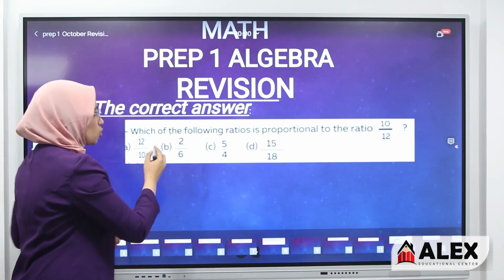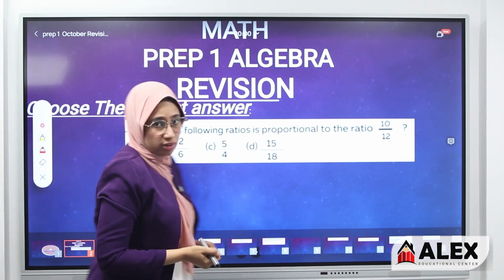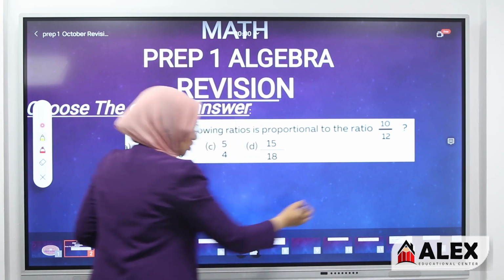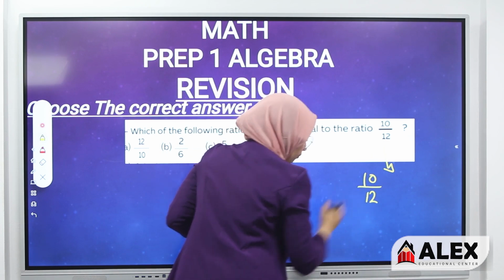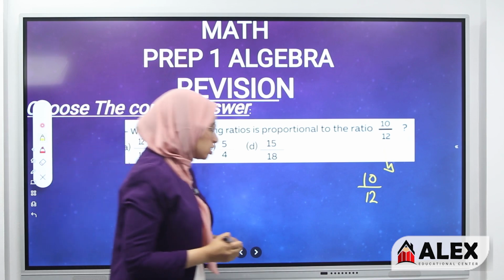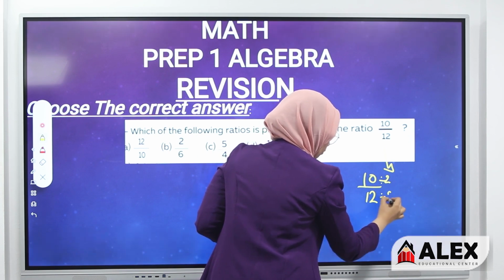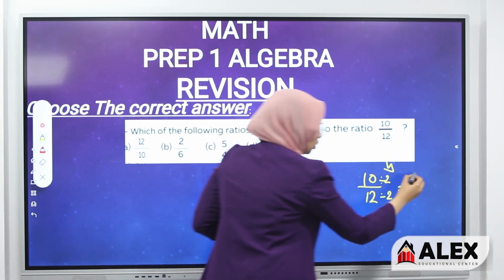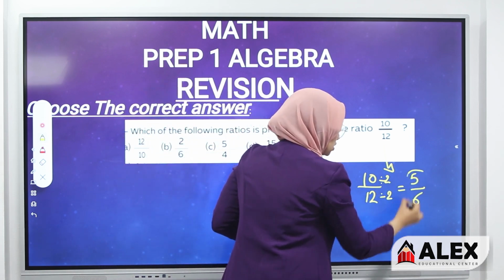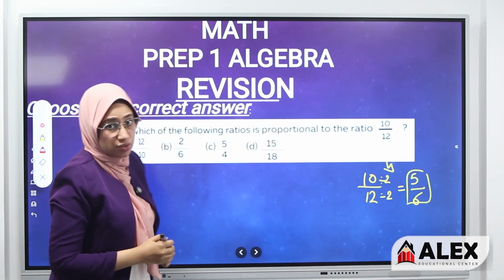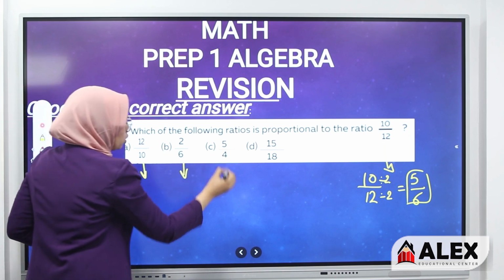Question number 1. Which one of the following ratios is proportional to the ratio 10/12? The first step here, we put 10/12 in the simplest form. 10/12, that's in the times table of 2. We divide it by 2. 10 divided by 2 equals 5, and 12 divided by 2 equals 6. This is the simplest form of the ratio 10/12. To give an answer, we put all of the ratios in simplest form.